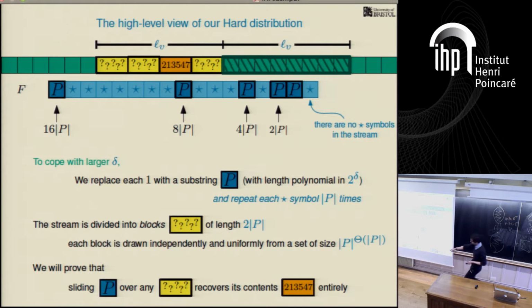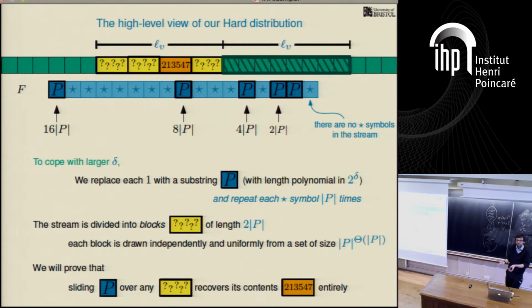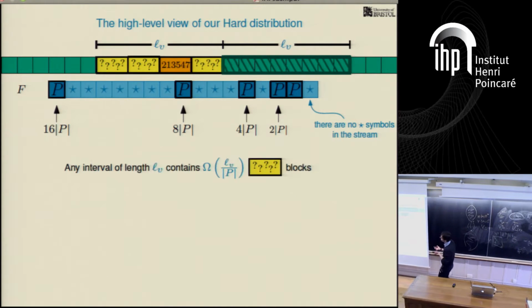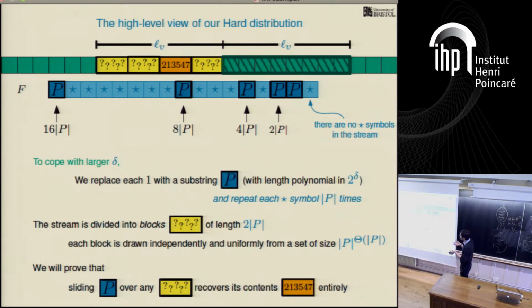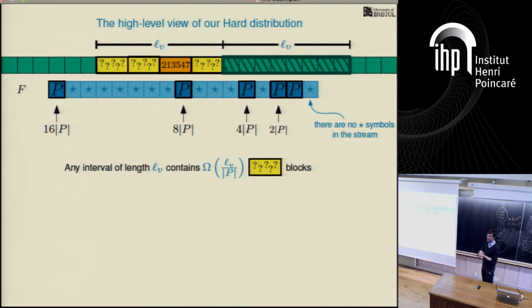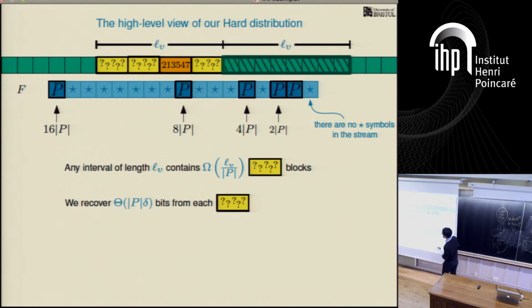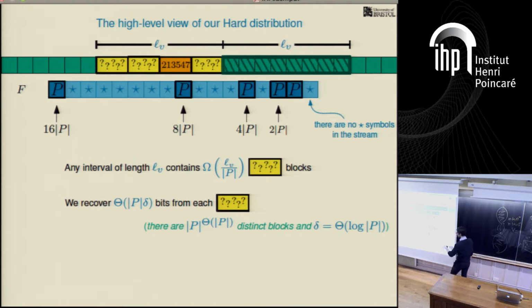And this is, in some sense, the tricky bit to prove. So now I've just glued things together using the old technique. So just to imagine, this is true. Sliding p over any of these blocks recovers its contents. It's pretty easy to stitch things together to get the result. So any interval of length LV contains, this is just the wonder of division, LV over p of these blocks. We recover p delta bits from each block. This is because there are p to the power of theta p distinct blocks.